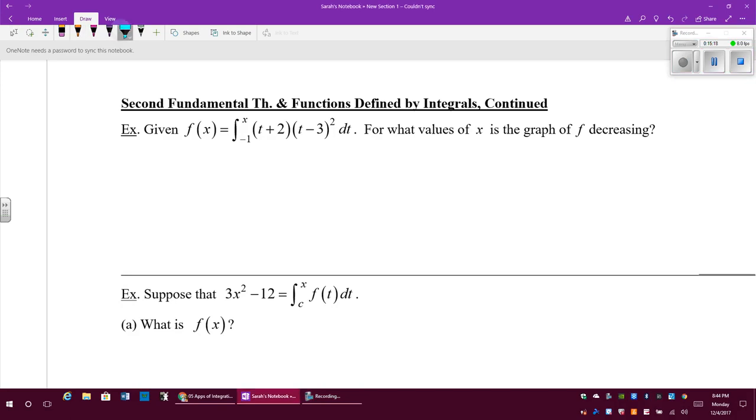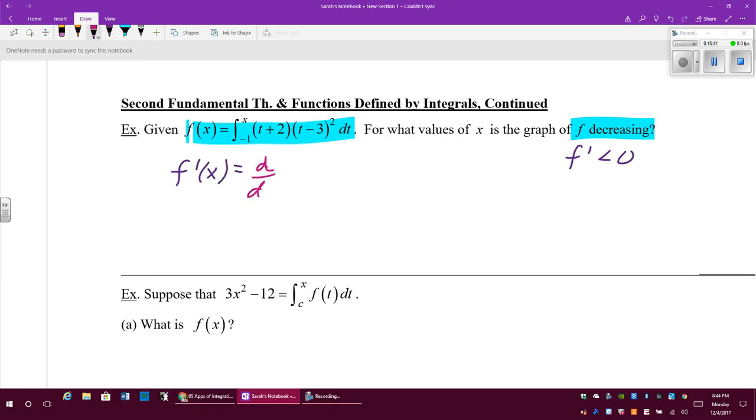So here's what we've got. I've got a function f of x, which is a function defined by integrals because it has an integral in it. But I want to know, where is f decreasing? Now, in order to know where f is decreasing, that means I need to know where f prime is negative. Well, that means I need to take the derivative of this expression, which means we're going to throw a d/dx in front of this integral from -1 to x of (t plus 2)(t minus 3) squared dt.